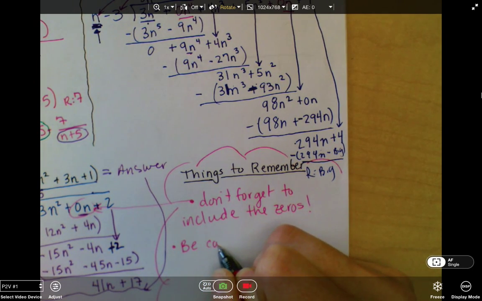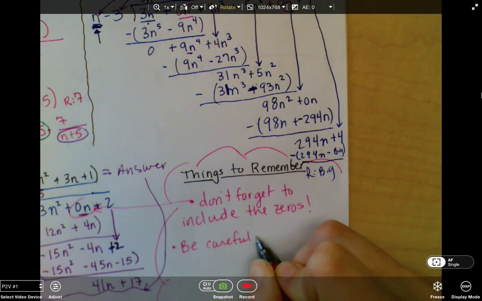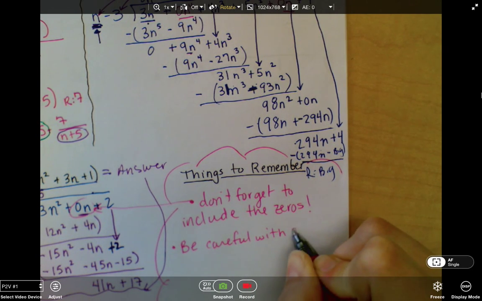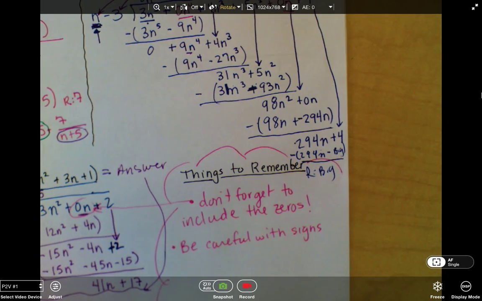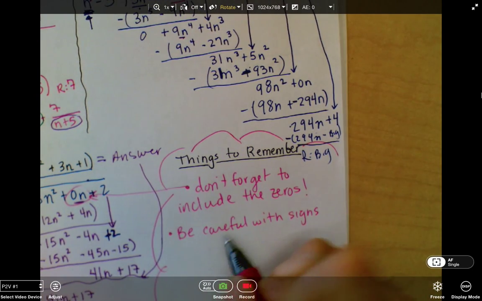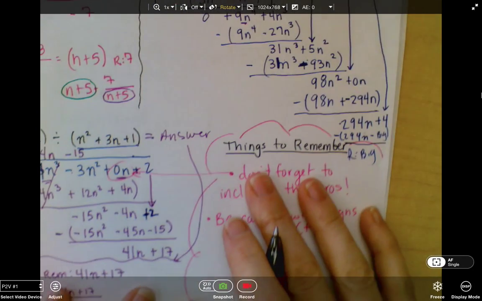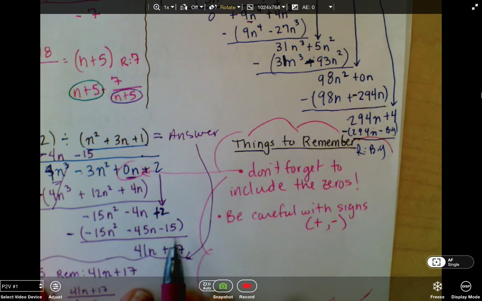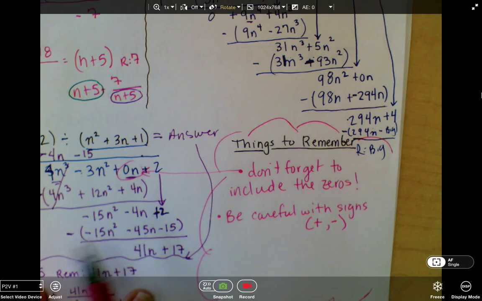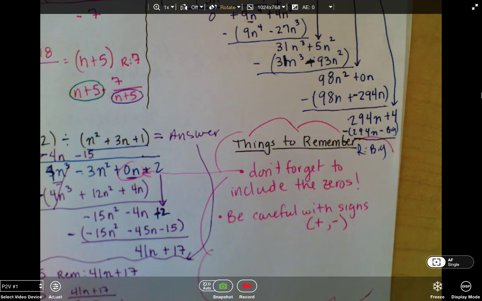Be careful with your signs. What I mean by that is not like watch out for Tauruses or anything. What I mean is positives and negatives, particularly when you're doing these subtractions. Kids tend to forget that we're subtracting negatives, so that's going to make a lot of positives. Or if I was just subtracting a positive, it's a normal subtraction kind of problem.